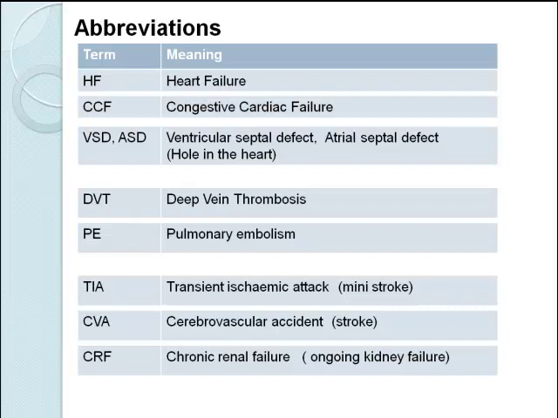CVA is a cerebrovascular accident. This is a stroke. This is a bigger incident, and a patient may end up being paralysed from having a cerebrovascular accident, a stroke. CRF, chronic renal failure or ongoing kidney failure. So these terms here are associated with heart problems because of high blood pressure.